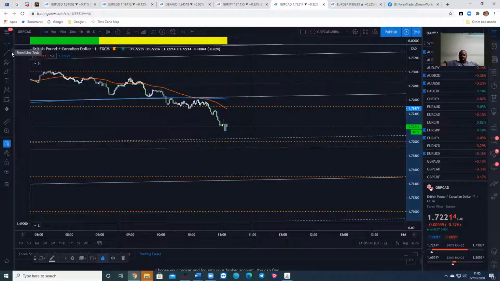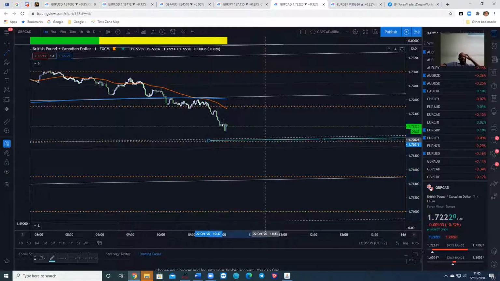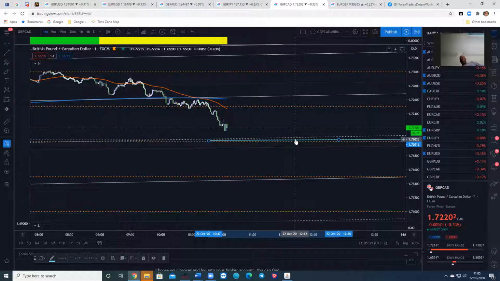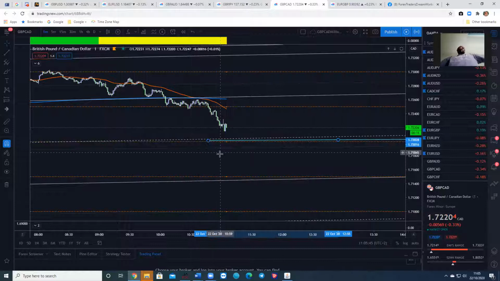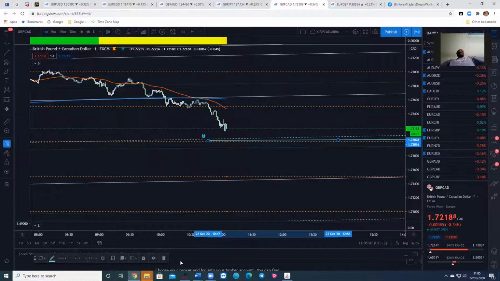So I'm going to put my alert here, just between those two, because I don't want to get into it until it's cleared quarter theory. Add alert. And that's that there. So that's it for today. I'll just stop the share and see if there's anything in the chat.